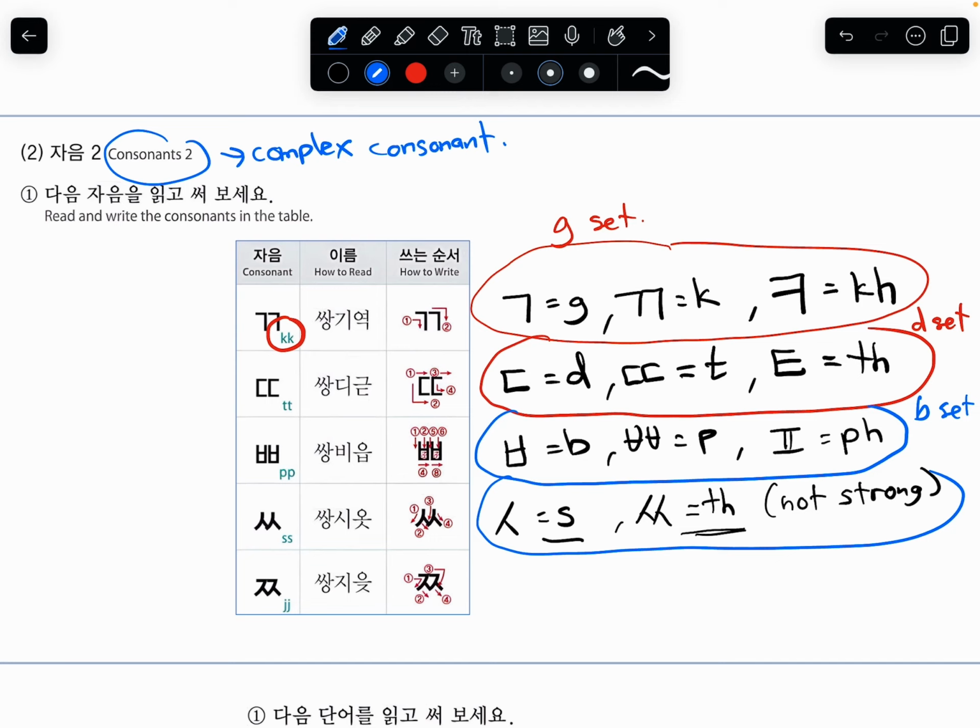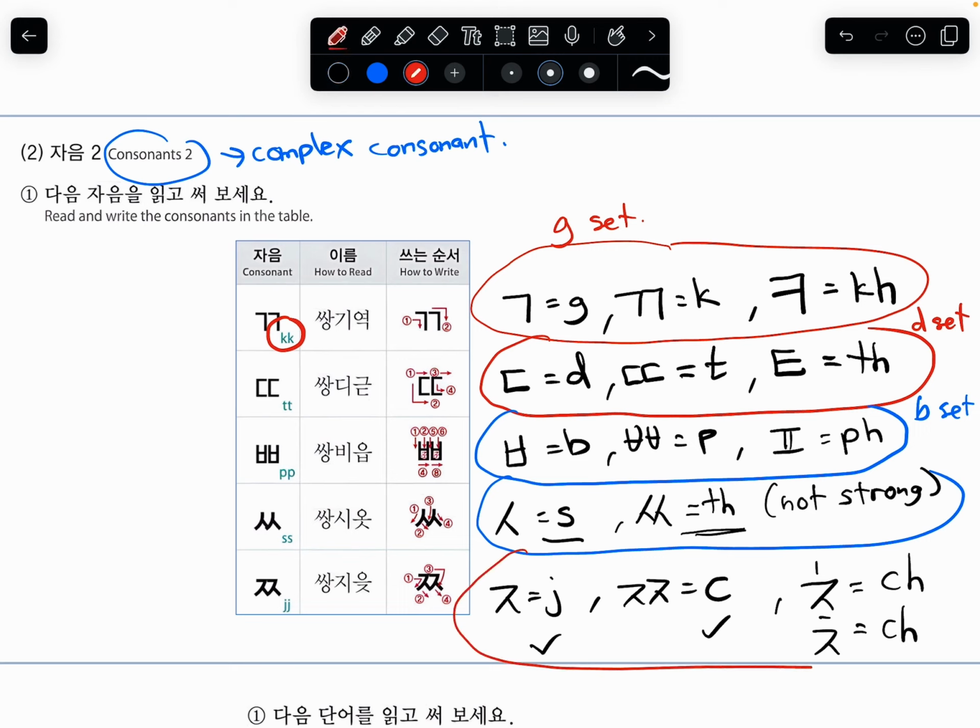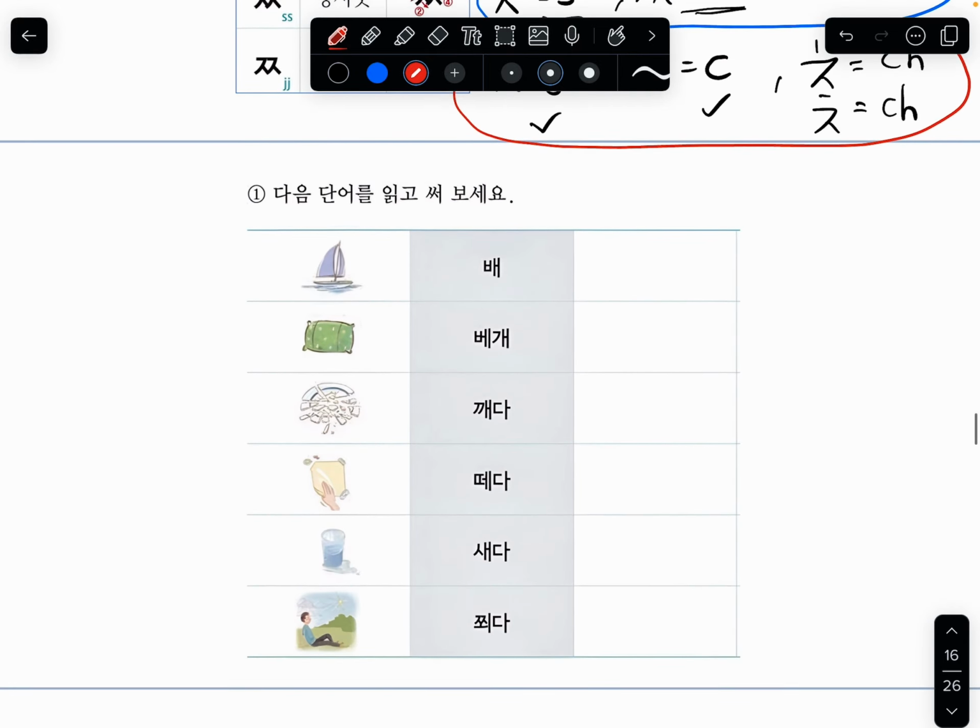And then we have this one, G, and when you double it, this one becomes C, cha, ja, cha. And lastly, if you put one line at the top, this one becomes CH. Okay, you can also write like this. This one is also CH. Okay, so this is J set. So I think that's all for the consonants and vowels in Korean. So from now on, you already know all the Korean symbols. Okay. Now let's try to do this.